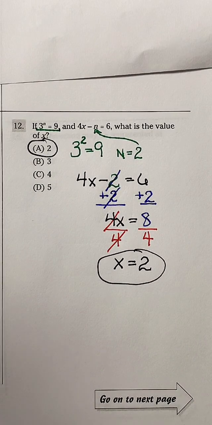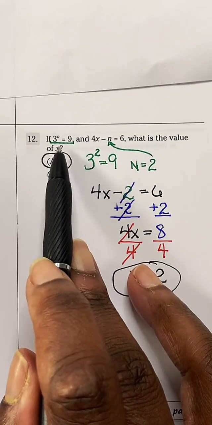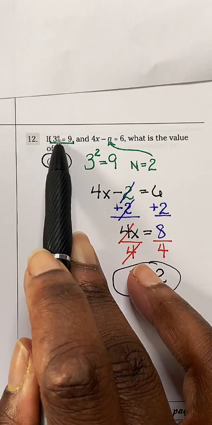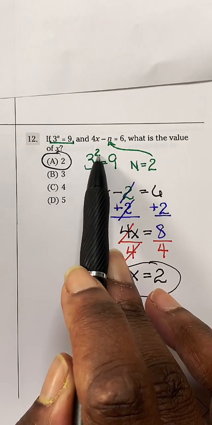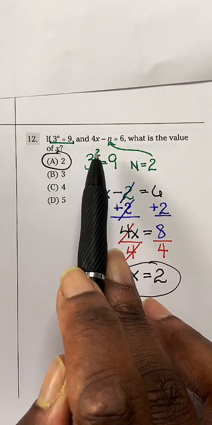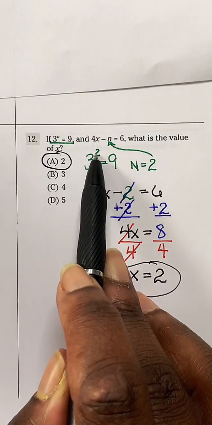All right. Lisa, hey. So how did I get n equals 2? So the first part is saying that 3 raised to the n equals 9. Well, I know that 3 squared equals 9. So that is replacing the n.